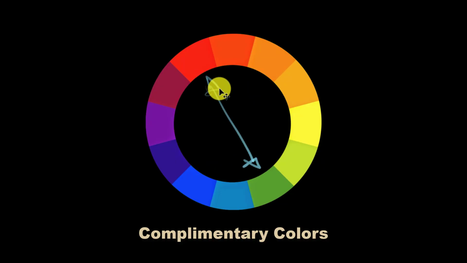Across from red is green, a secondary, and red's the primary. Okay? So when I say across, it means it has to be directly across on the color wheel. If I go like that, those are both primaries, blue and yellow. You have to go directly across the color wheel.